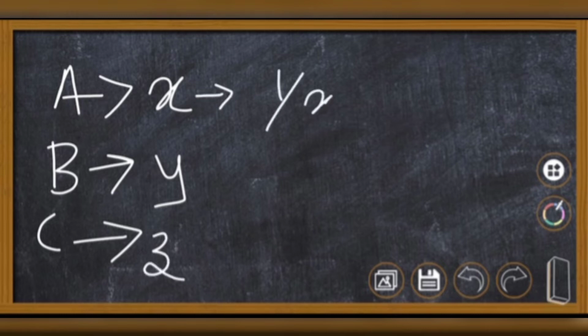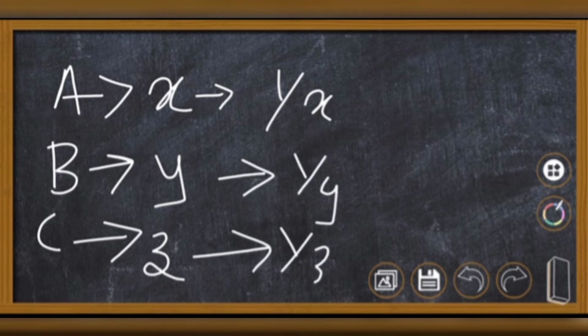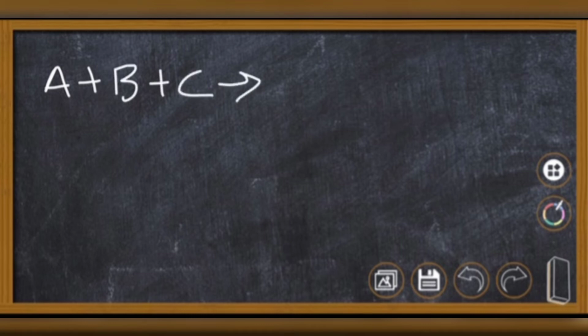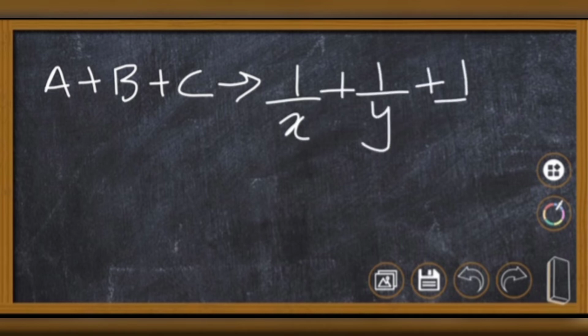So what will be A's 1 day's work? It will be 1 by x, B's will be 1 by y, and C's will be 1 by z. Now, if they work together, what will be their total work in 1 day? It will be 1 by x plus 1 by y plus 1 by z. So we can write that A plus B plus C's work will be 1 by x plus 1 by y plus 1 by z. This is the work they've done together in one day.